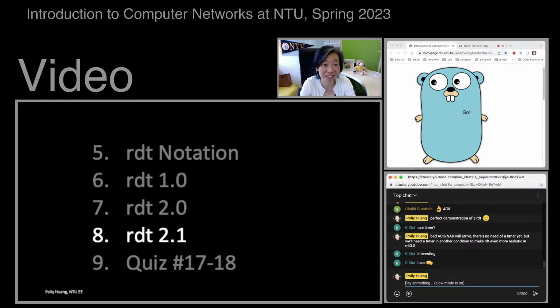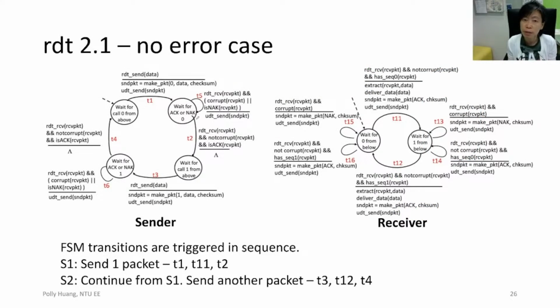All right, so let's also check out a couple examples to exercise RDT 2.1. Now let's use a couple very simple scenarios to demonstrate how the sender and the receiver interact. So this is our RDT 2.1, no error case, and scenario is simply first to send one packet, and then second, continue and send yet another packet. Okay. So our goal is to find out all the transitions being triggered until it reaches the steady state.